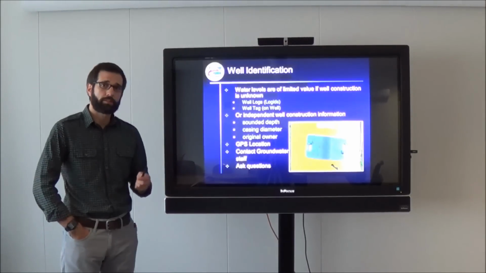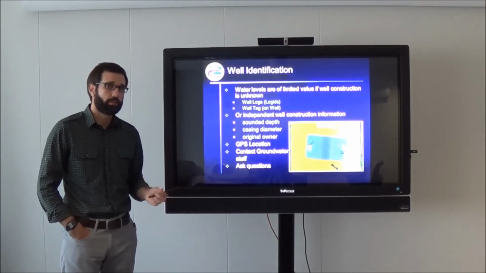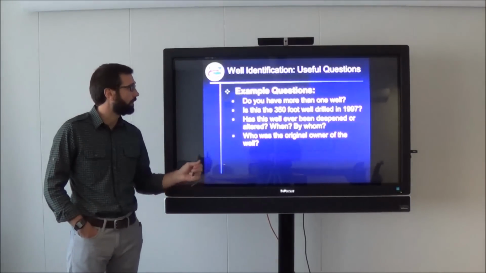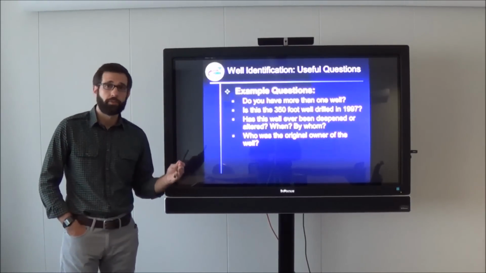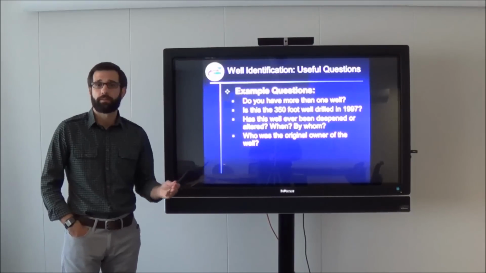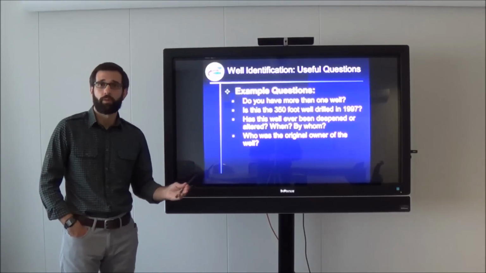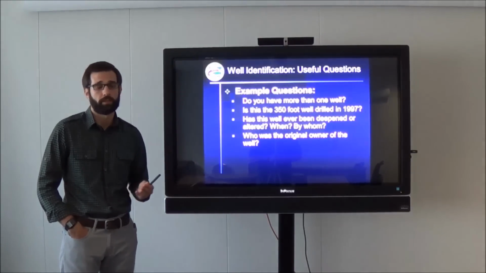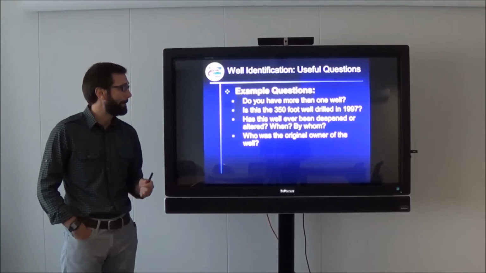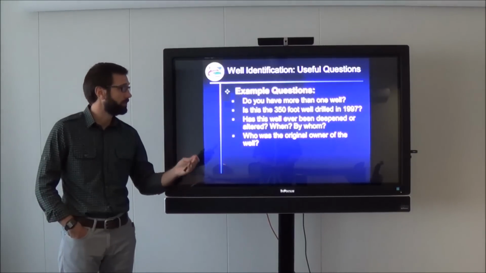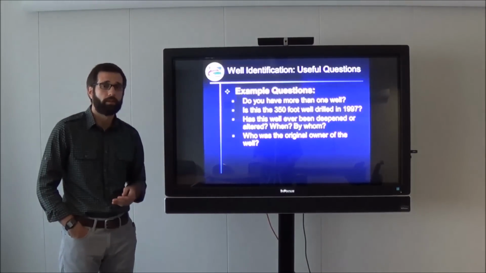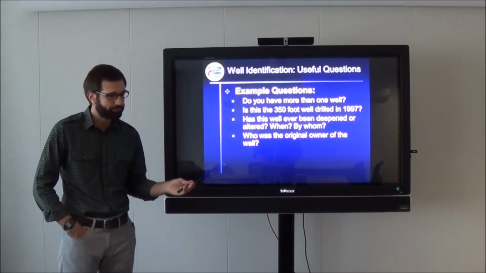Finally, what you can do is ask the owner some questions about the well. And here are some example questions. First off, do you have more than one well? A lot of times you'll be out there thinking there's only one well, but there could be another well somewhere on the property, and that's the one you may need to be at. You can ask specific questions if you know something, if you have a log. Is this the 350-foot deep well that was drilled in 1997?